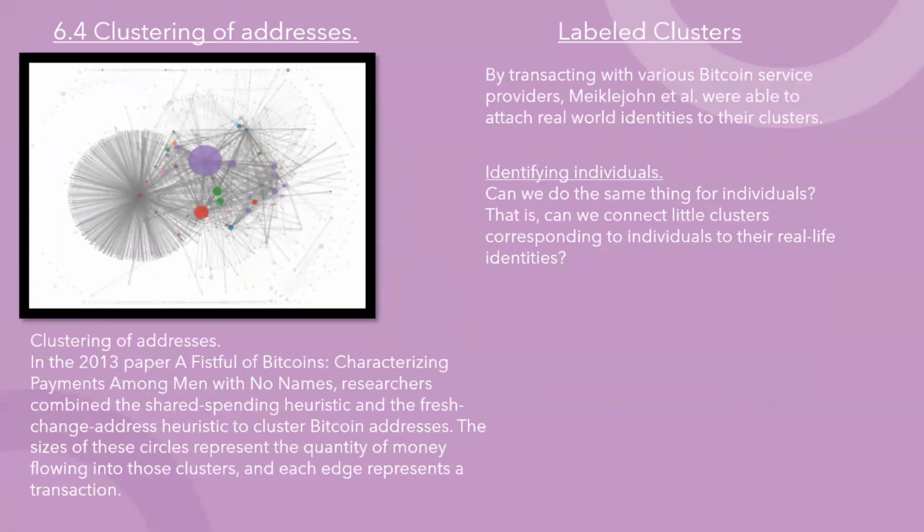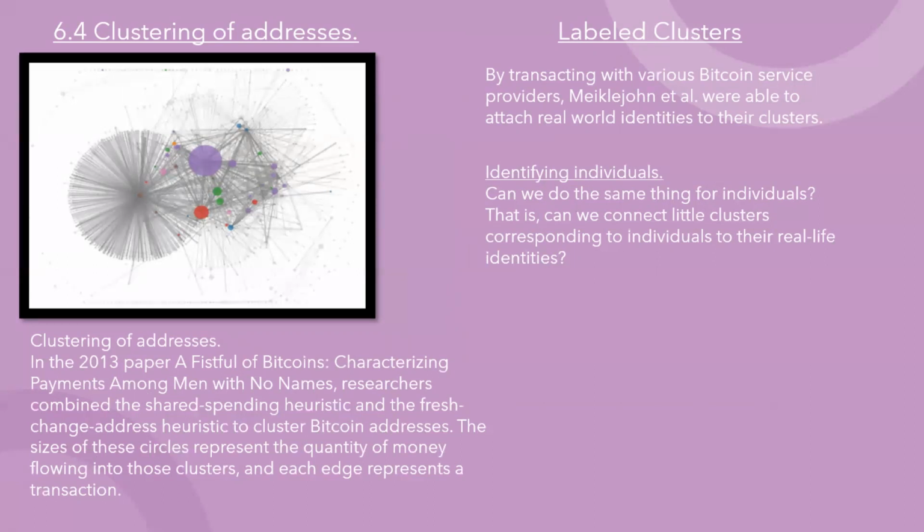6.4 Clustering of addresses. In the 2013 paper A Fistful of Bitcoins, researchers combined the shared spending heuristic and the fresh change addresses heuristic to cluster Bitcoin addresses. The sizes of these circles represent the quantity of money flowing into those clusters, and each edge represents a transaction. Here is the image of all the clusters of addresses. Clustered Bitcoin addresses use basic idioms of use as heuristics.